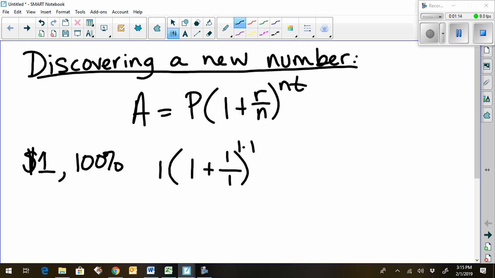All right, so I know that 1 divided by 1 is 1. I know that 1 plus 1 is 2. 2 to the 1 is 2, and then 2 times 1 is still 2. So this gives me 2. Well, the only thing I'm going to change about this as I continue is how often I am compounding this. So let's go, instead of annually, let's say that we are compounding it semi-annually.